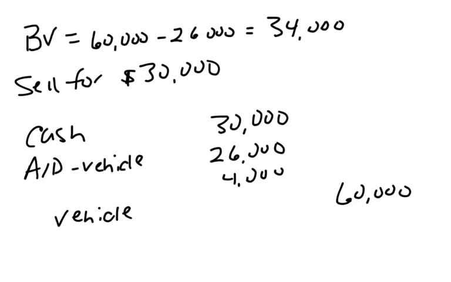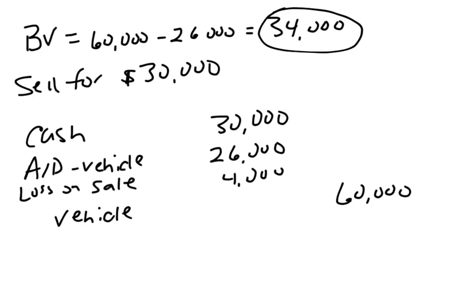Again, remember book value right here, $34,000, but I only sold this for $30,000. So on paper, at least, it looks like I didn't do so hot. This is a loss. Loss on sale of fixed asset, $4,000.